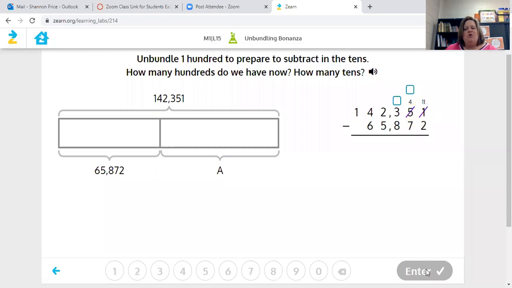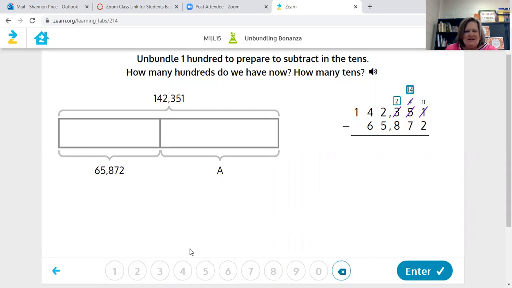So now we're going to unbundle. Now I'm going to my hundreds friends to borrow. And I am going to borrow 1 whole 100. So now I have 2 hundreds. And I'm going to add my 10 tens because that's what we're going to do here. 10 plus 4 would be 14. I do believe that's what it wants us to put.